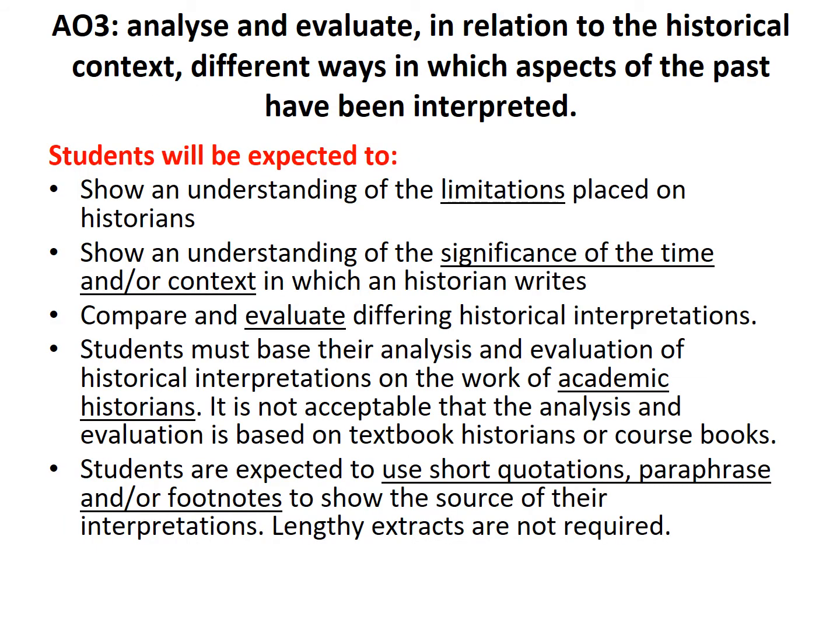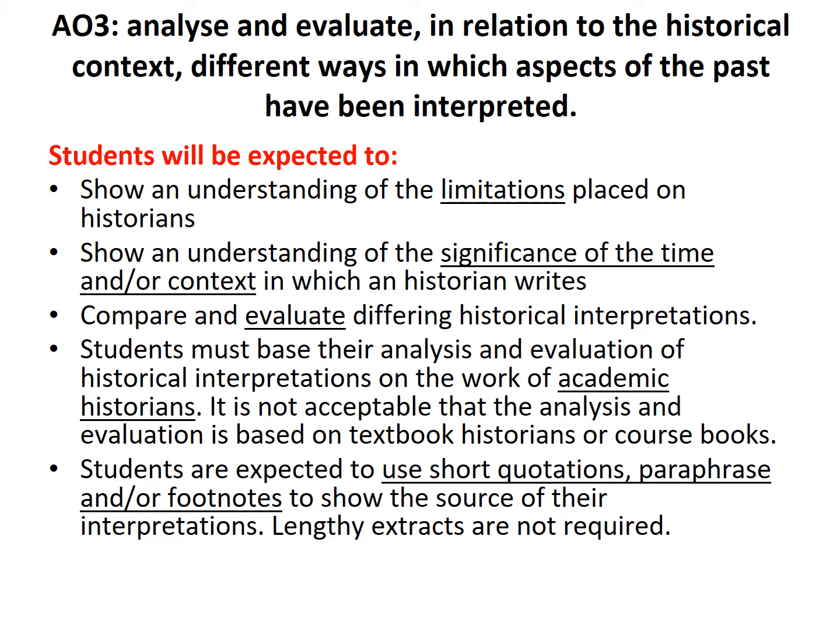Now, this is exactly what the exam board say you need to do for AO3. In other words, what you need to do for the interpretations bit. And there's a lot of words here, but I wanted to focus in on a few things that I think are important. Firstly, you need to have an understanding there are limitations on historians, so we need to think about what limitations they might be. I'm going to talk about that in a little bit more depth in a minute. You need to show that interpretations come from a context of the time that they were written. We'll come back to that.